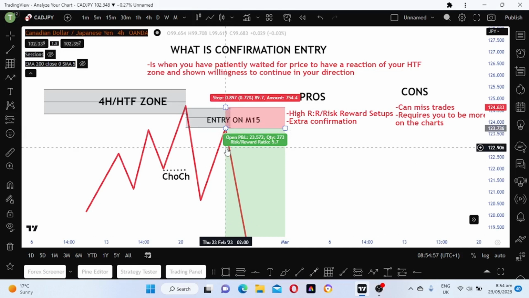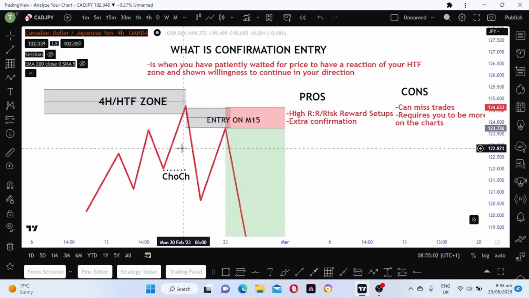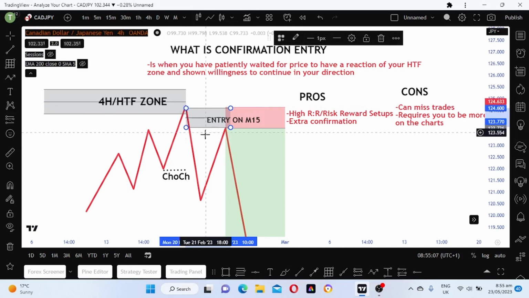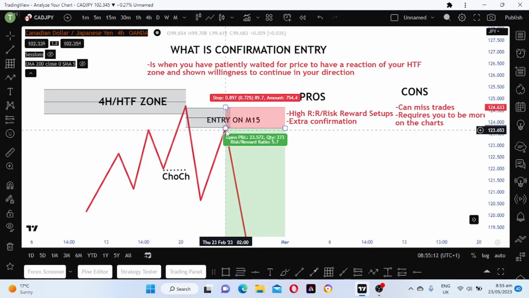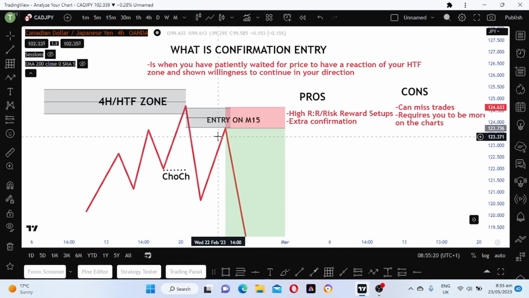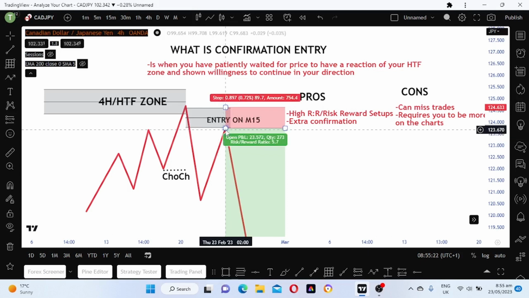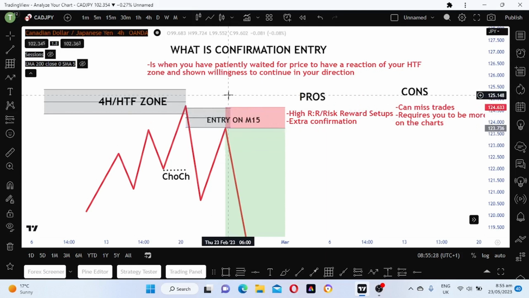So what do you do? You switch to the lower time frames, let's say M15, and you draw another zone on that time frame, and you wait for price to pull back to that zone, and then you enter. This is what we call a confirmation entry, guys. You enter on M15. Now you see the difference here. The stop loss on M15 is much smaller than the one in the aggressive entry, because you entered on a confirmation.